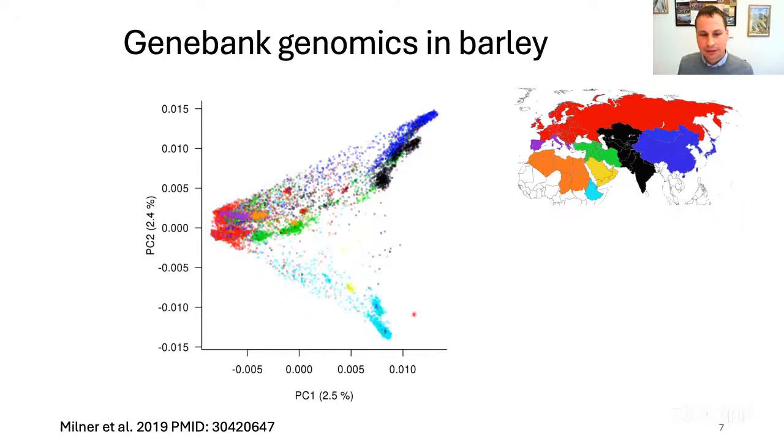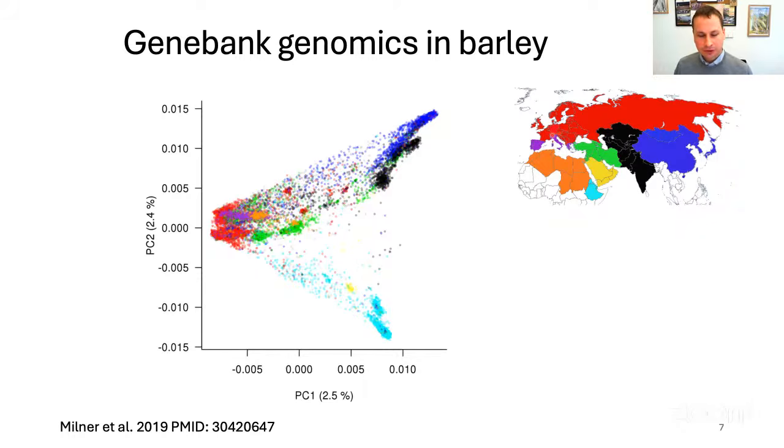And on the second principal component, barleys from Ethiopia stand out. And this corresponds nicely to the 3 directions in which barley, which originated from the Fertile Crescent region, the Middle East, spread out across Eurasia.